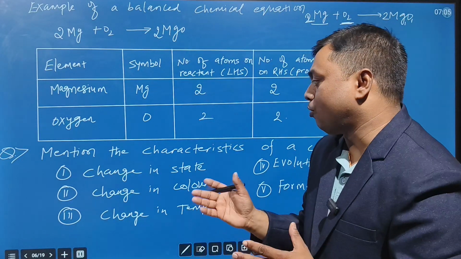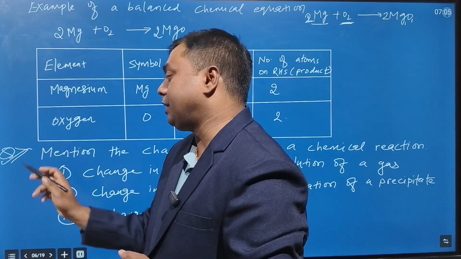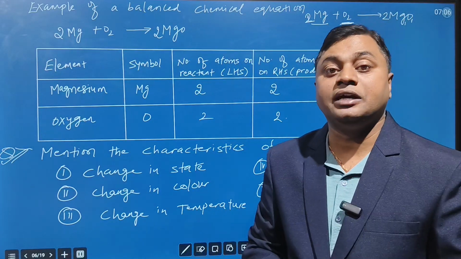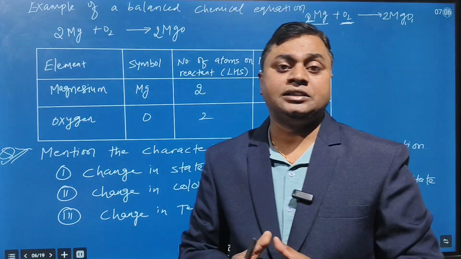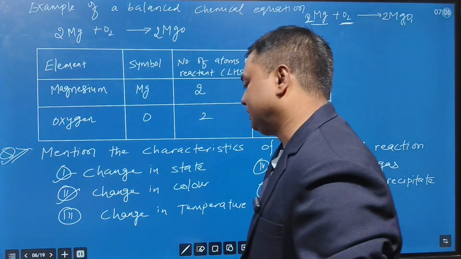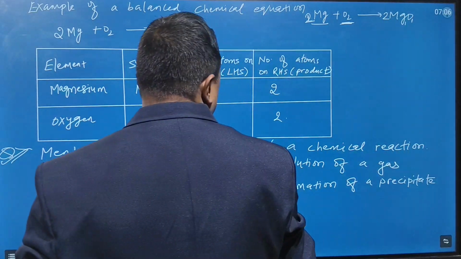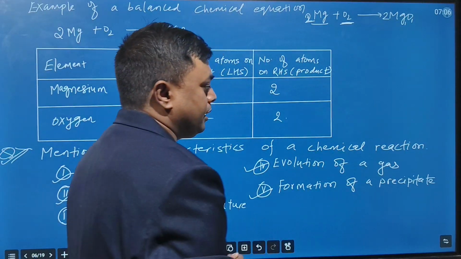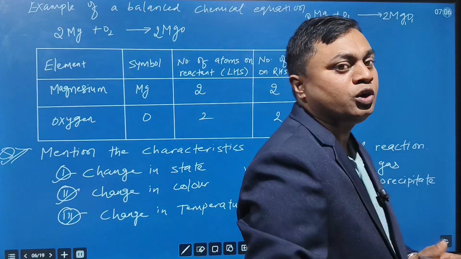One very important topic is the characteristics of a chemical reaction. How can we say that a chemical reaction has taken place? By certain characteristics like a change in state, change in color, change in temperature, evolution of a gas and formation of a precipitate. This question may be asked for 2 marks.